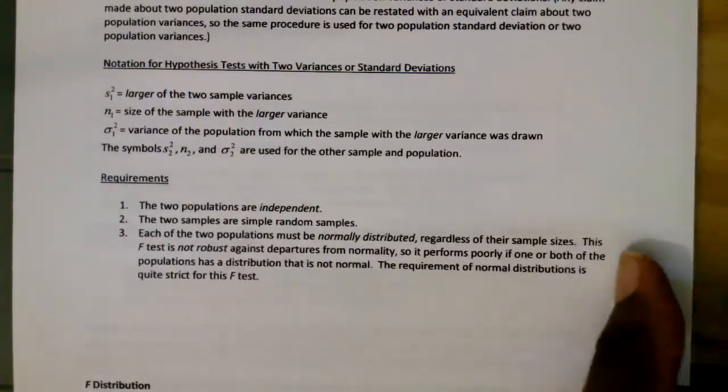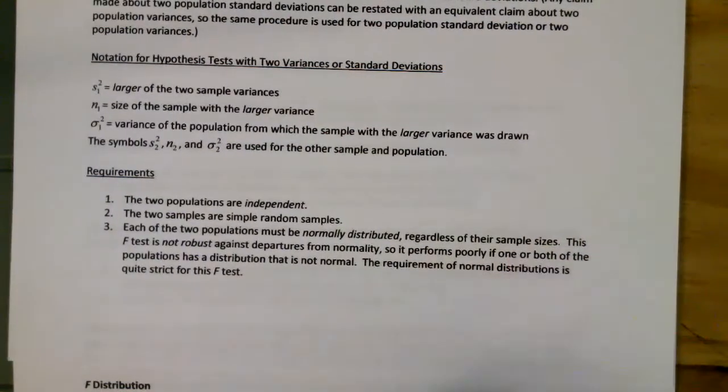All right, so now here are your requirements. Number one, the two populations are independent. That means one population has no relationship with the other population. Okay, they're not related in any way. They're independent of each other. Number two, the two samples are simple random samples, meaning that samples of the same size have an equal chance of being selected. And then number three, each of the two populations must be normally distributed, regardless of their sample sizes.